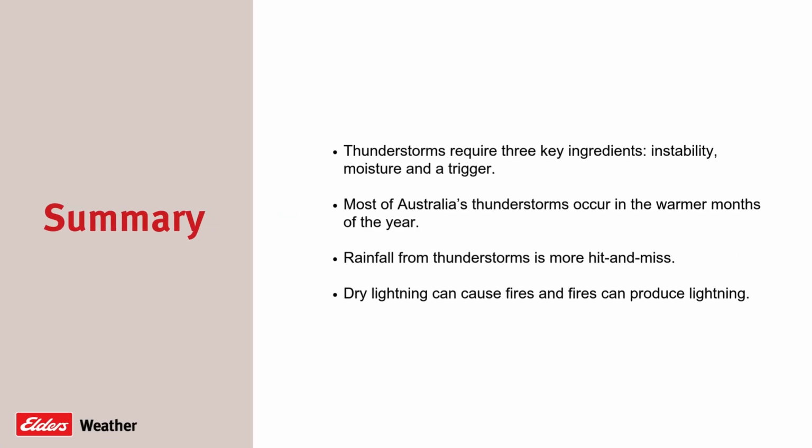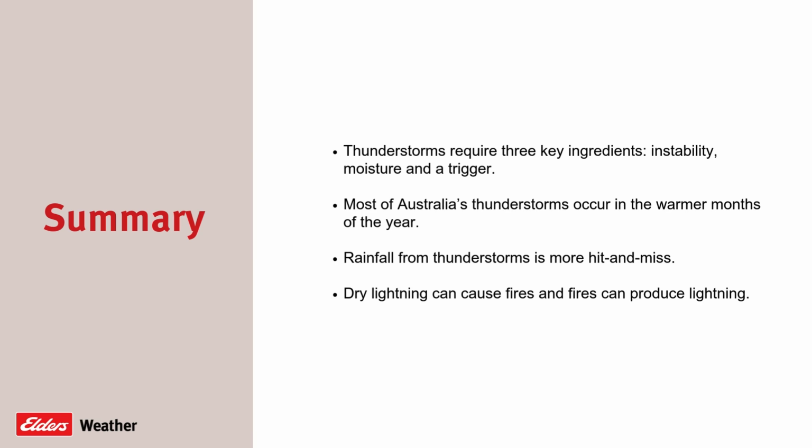So in summary, thunderstorms require three key ingredients to form, and these are instability, moisture, and a trigger mechanism, but wind shear can also help to make the storms more severe. Most of Australia's thunderstorms occur in the warmer months of the year, and this is mainly during spring and summer and parts of autumn.